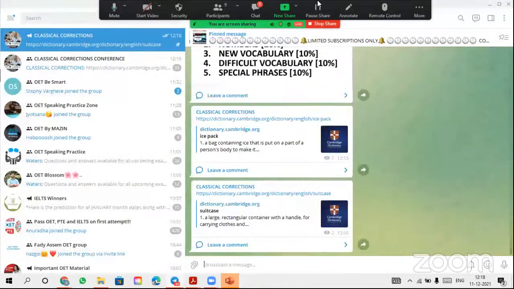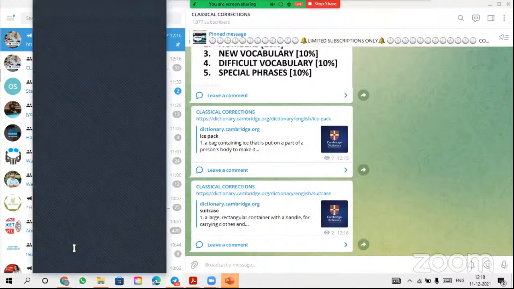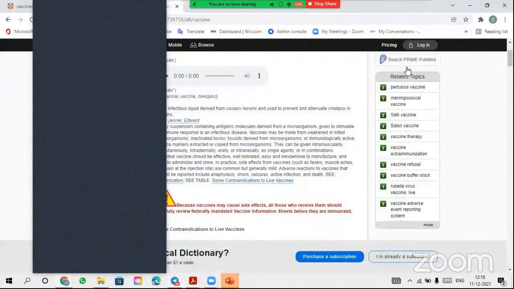Then next one, a luggage bag, Usha. A luggage bag or luggage bags, both are correct. If it is plural, luggage bags. If it is singular, a luggage bag. Okay, fine, that's correct. Very good. Then next one.